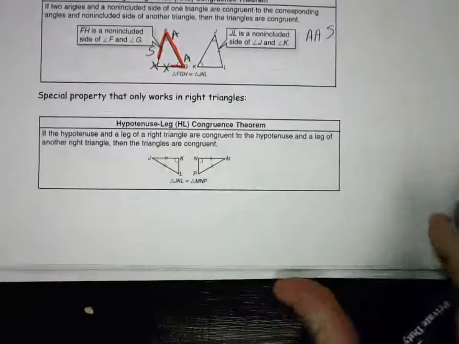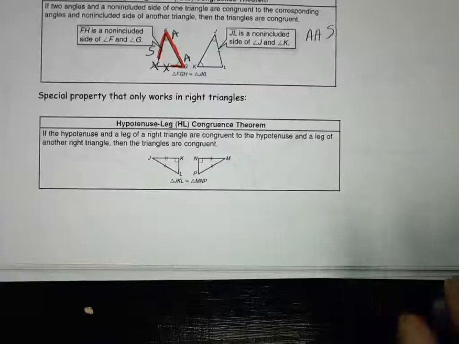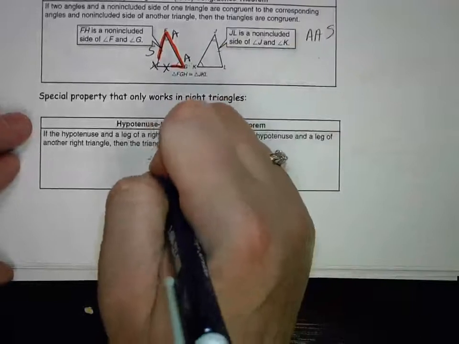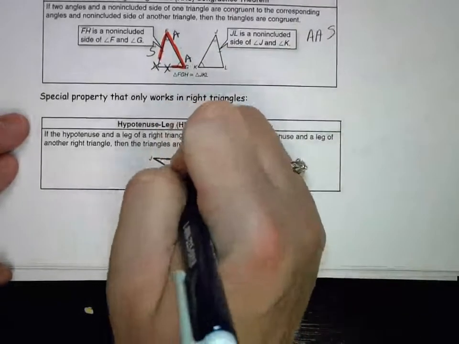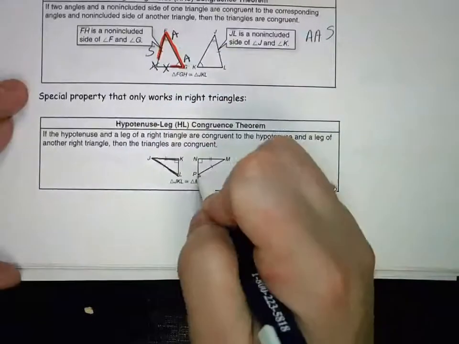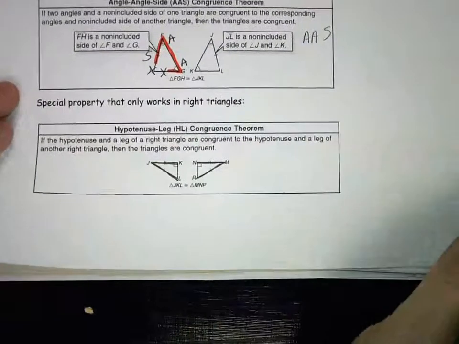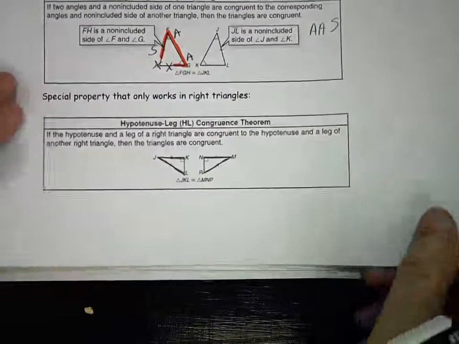And this special property works only in right triangles. And this is if you have the hypotenuse and one of the legs congruent to the hypotenuse and one of the legs, then your triangles are congruent.